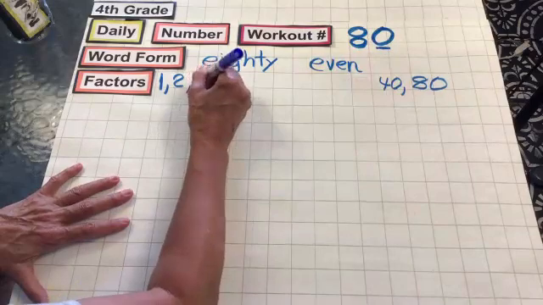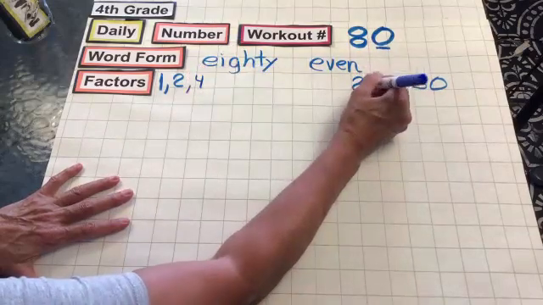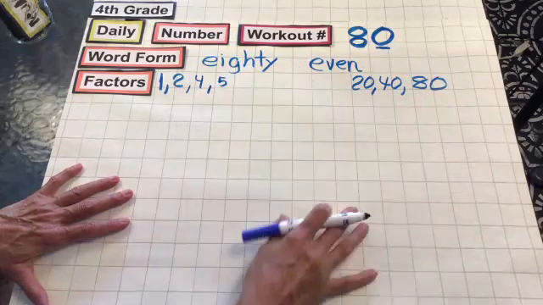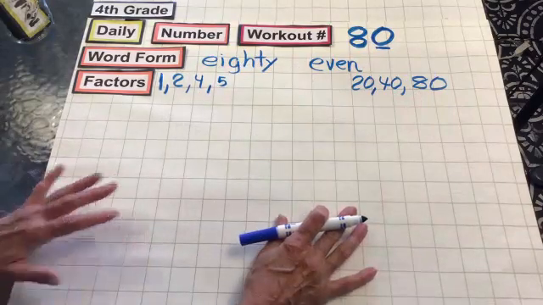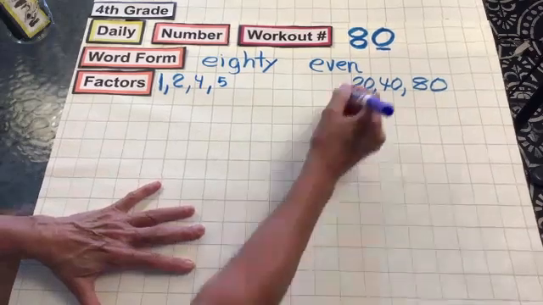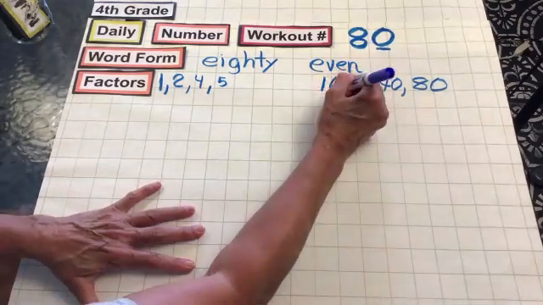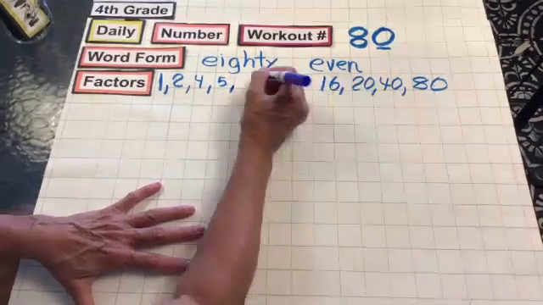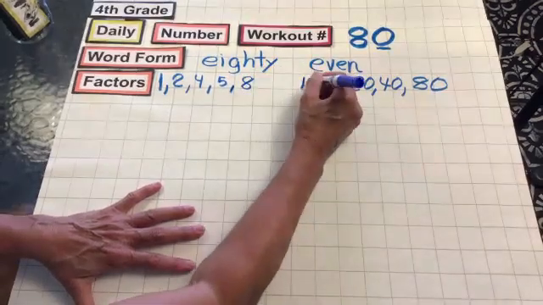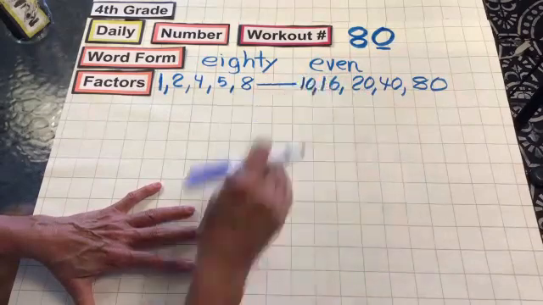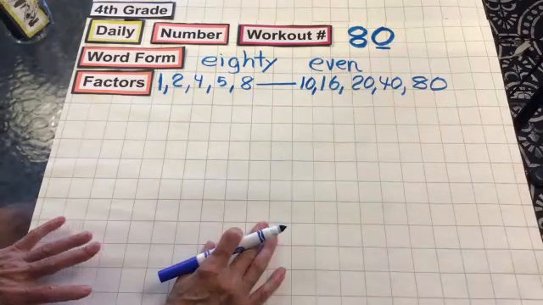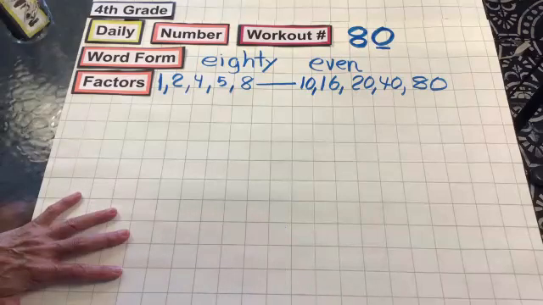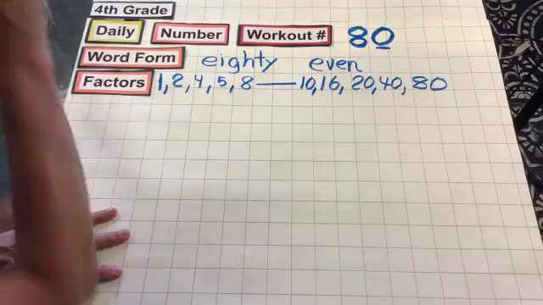4 goes in 20 times. 5 goes in because it ends with a 0, so 5 goes in 16 times. 7 does not go in. 8 goes in 10 times, and we are done. So if you don't have all of those, get them all written down somewhere. And let's move on to our multiples.